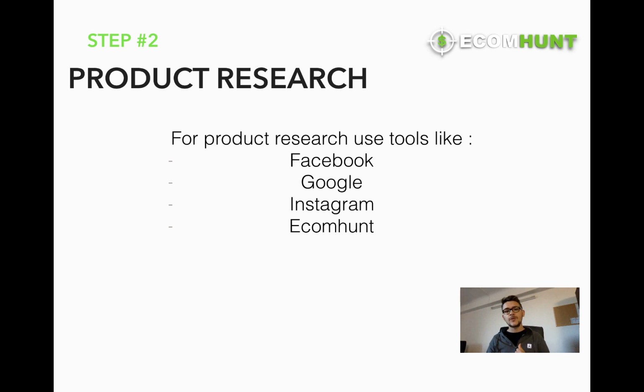You could use Instagram by using hashtags and what's popular on Instagram. If you use a hashtag with your product's word, you can always find people that are selling or promoting that product. This way, if you check the engagement, you're going to know if that product is hot or not. The last one is Ecomhunt. Let's save the best for last, right?